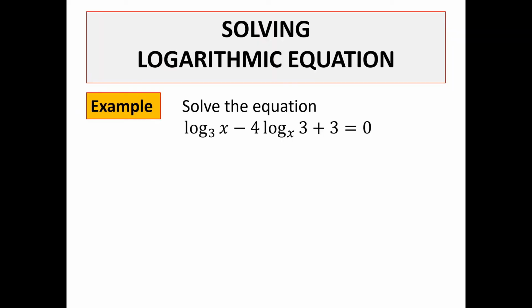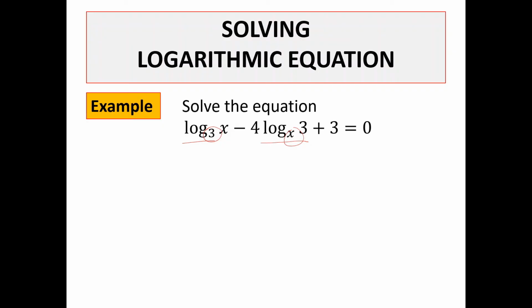So our final example for this video. Solve the equation log x base 3 minus log 3 base x, all times 4, plus 3 equal to 0. As we can see here, we have two logs with different bases, base 3 and base x. So I decide to use base 3 in our solution.